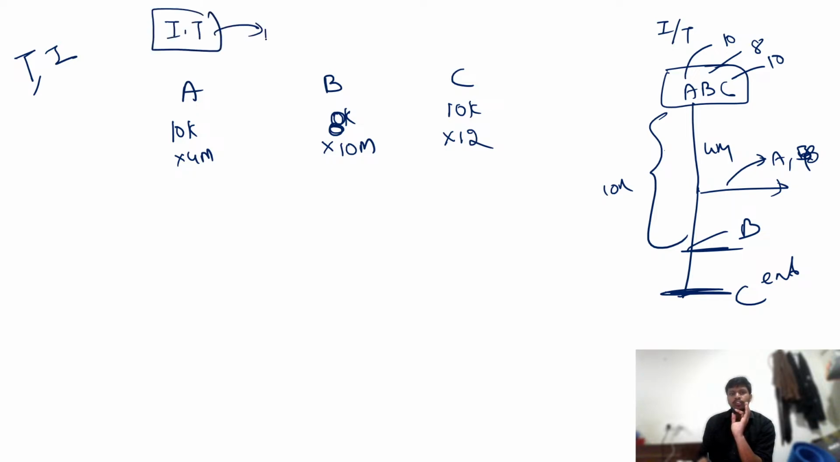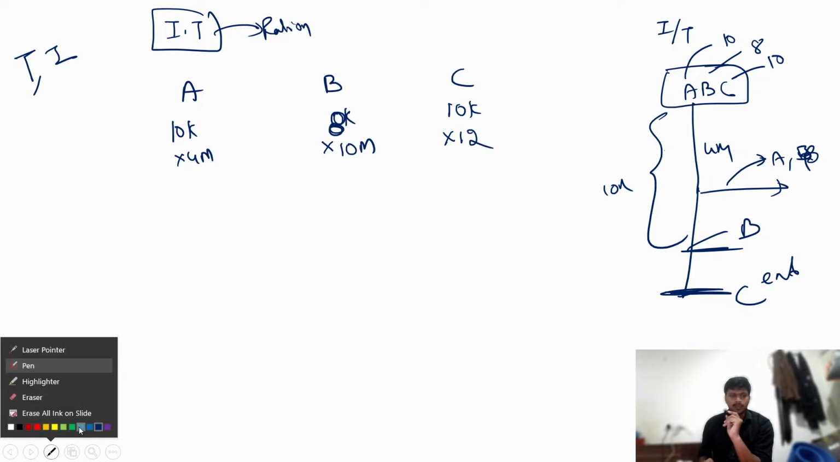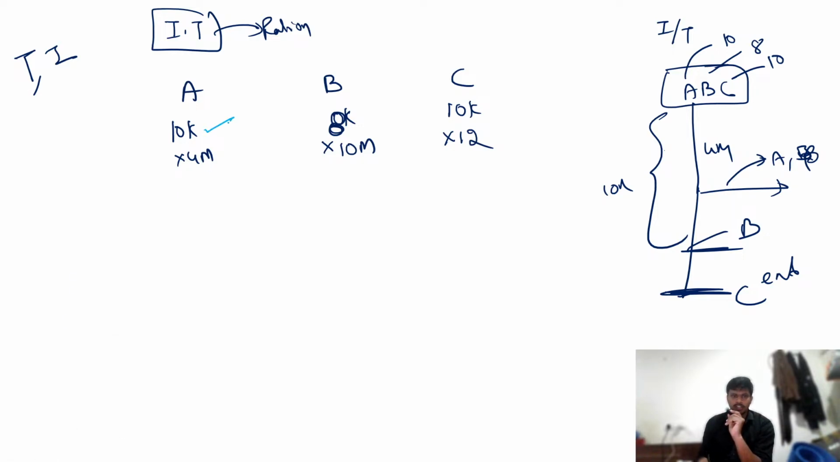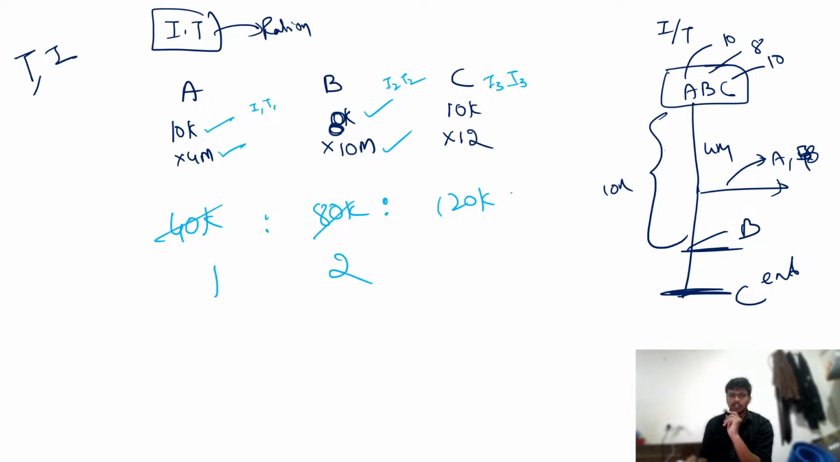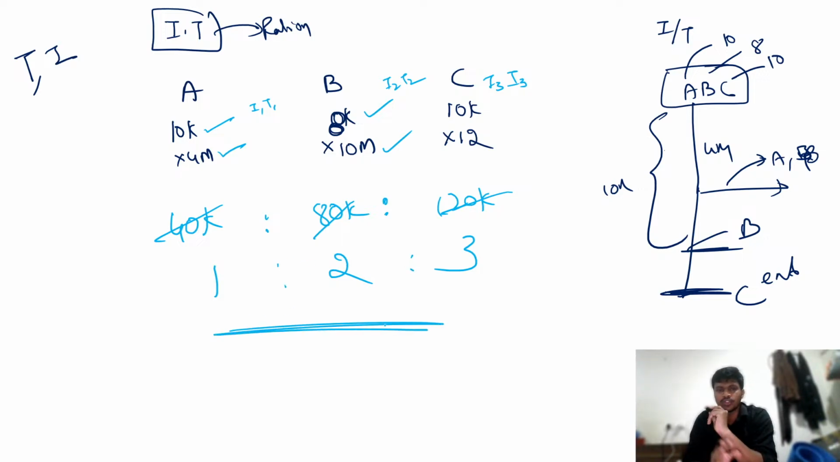Then you have to take the ratio. So here, multiply your investment with the time period. Your investment 10k, time period 4, so this is 40k. 8 into 10k, this is 80k. 12 into 10k, 120k. Multiply your investment with your time period, then find out the ratio. So 40k, 80k, 120k. You need to divide the profit according to the ratio of 1:2:3.